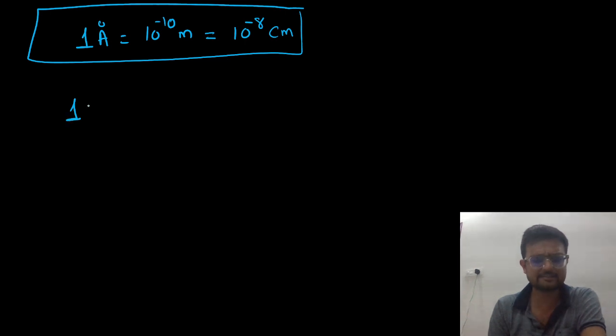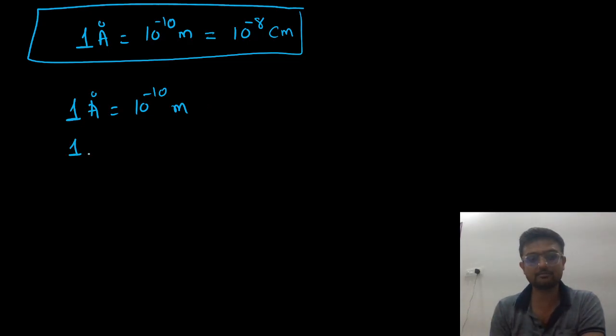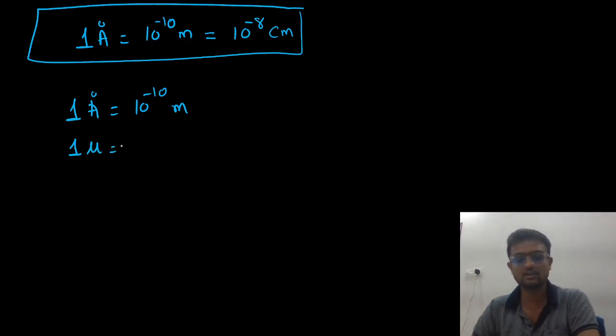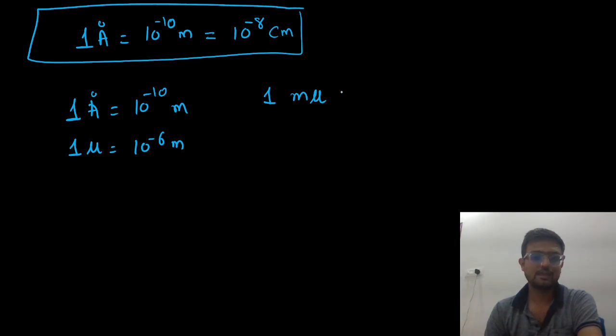So I can say 1 angstrom is equal to 10 to the power minus 10 meter, which is also equal to 10 to the power minus 8 centimeter, which we have already written. Sometimes they can give you in micro. Mu is called micrometer. 1 micrometer is 10 to the power minus 6 meter. Sometimes I can give you 1 millimicron. Millimicron means mu. 1 millimicron is 10 to the power minus 9 meter.